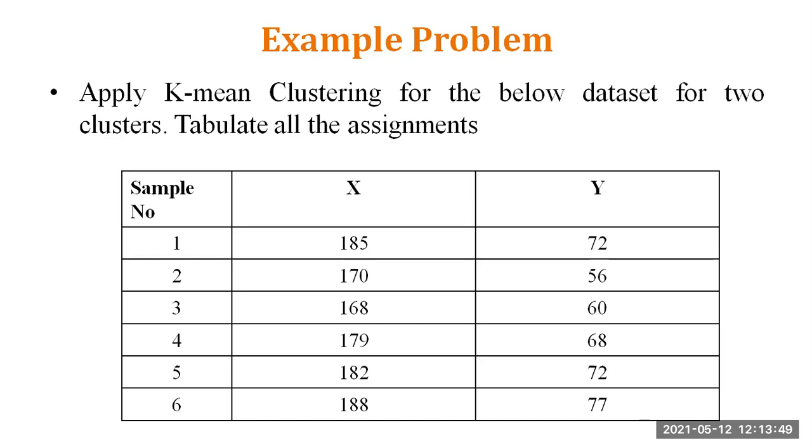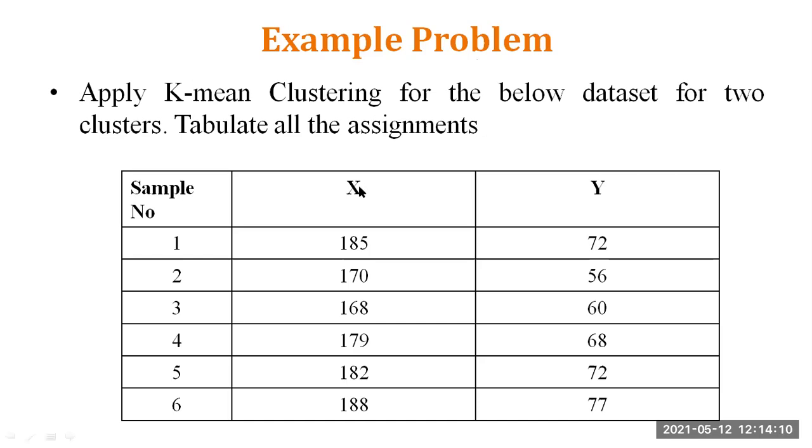For the process, whatever we are doing will be the same for every data point. Initially you can see there are points called x comma y: 185, 72, 170, 56. Likewise, you have data points. These data points are very crucial for us to compute the algorithm.